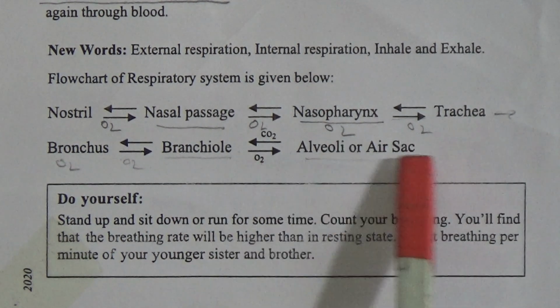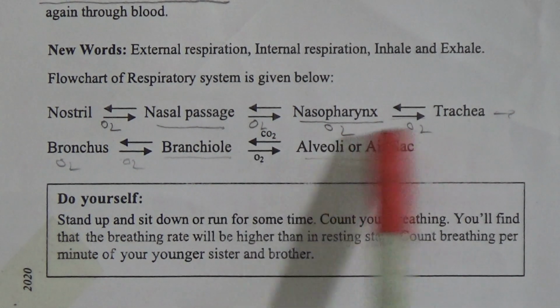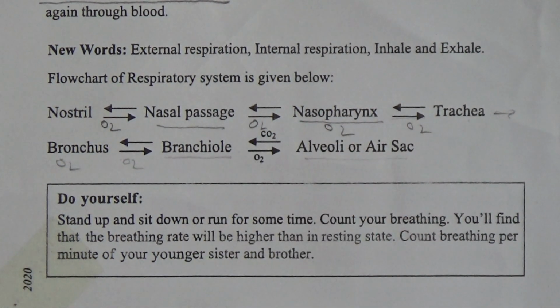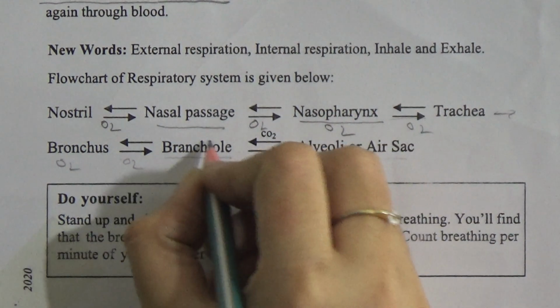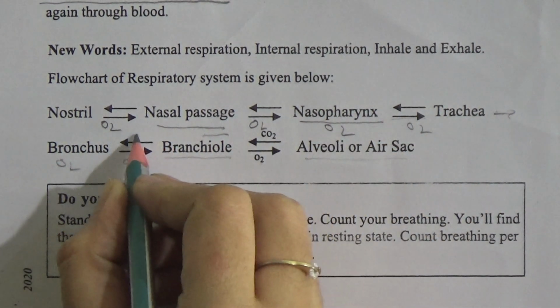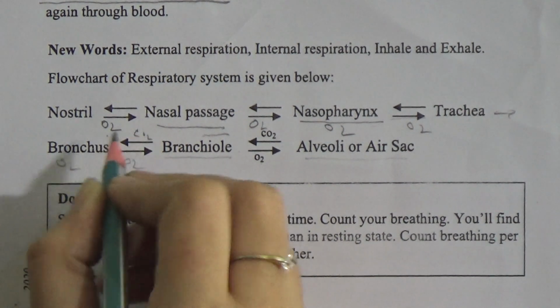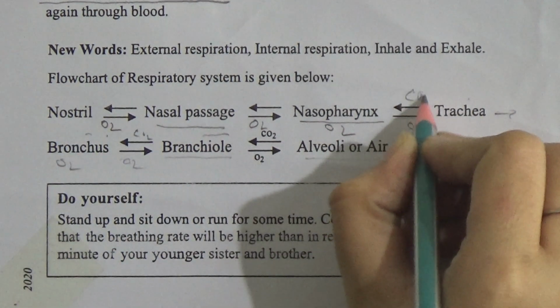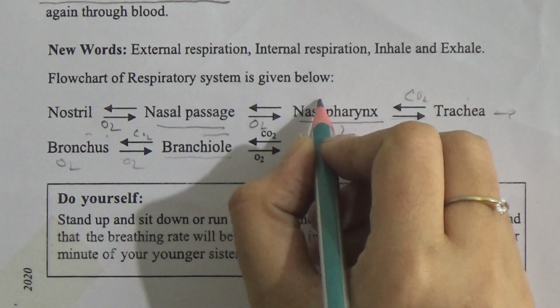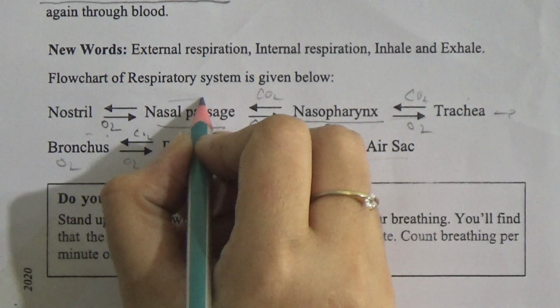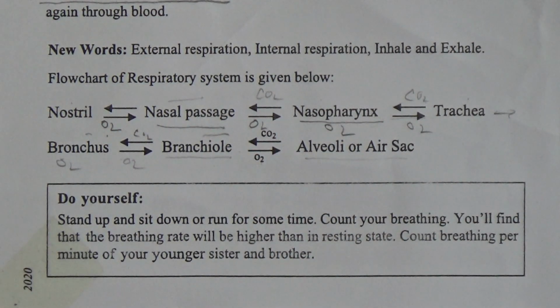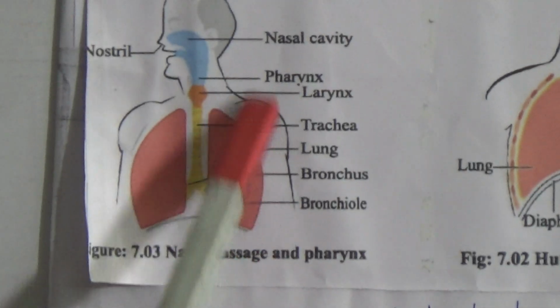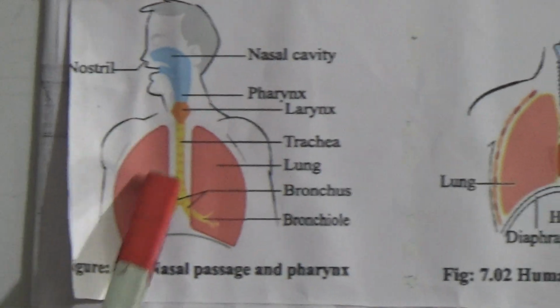This is the oxygen flow, and here is the carbon dioxide flow. You can see carbon dioxide from alveoli or air sac goes to bronchioli, and after that to bronchus, and bronchus to trachea, and trachea to nasopharynx, and nasopharynx to nasal passage, and after that nostril. You can see these organ names we have already known in our previous class. We have already read that.